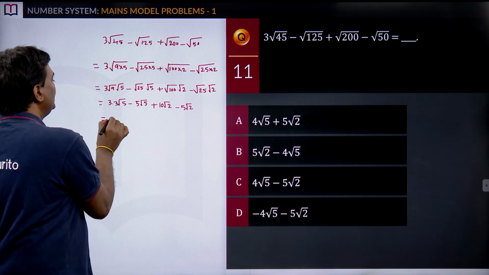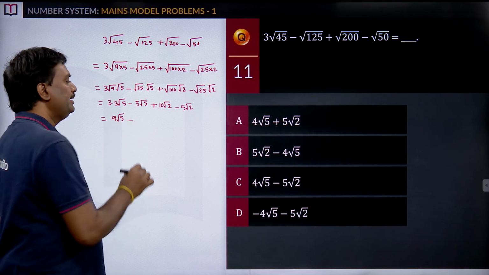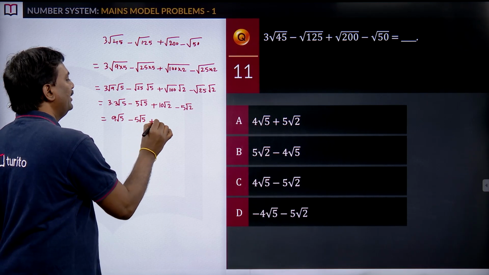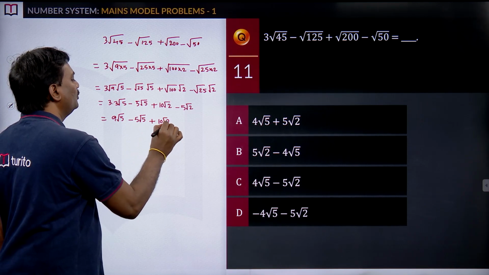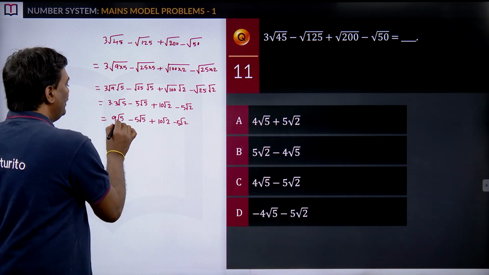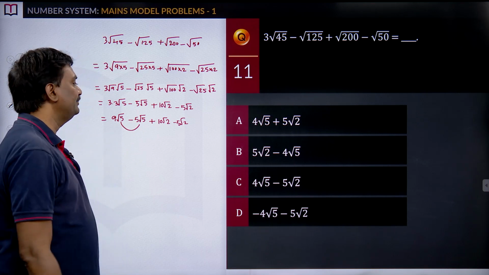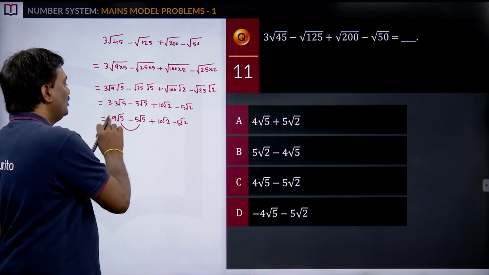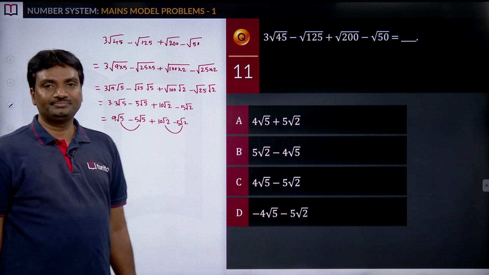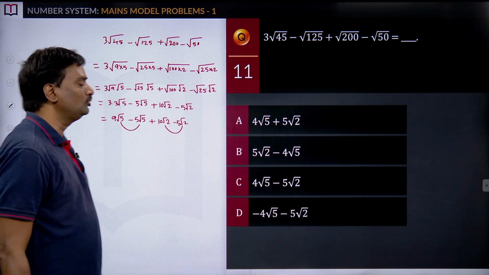So, where 3 3s are 9 into root 5 minus 5 into root 5 plus 10 into root 2 minus 5 into root 2. So, by observing the first two terms 9 root 5 and 5 root 5, clearly they are similar because root 5 is common. Similarly, by observing 10 root 2 and 5 root 2, here also these two are similar because root 2 is common.